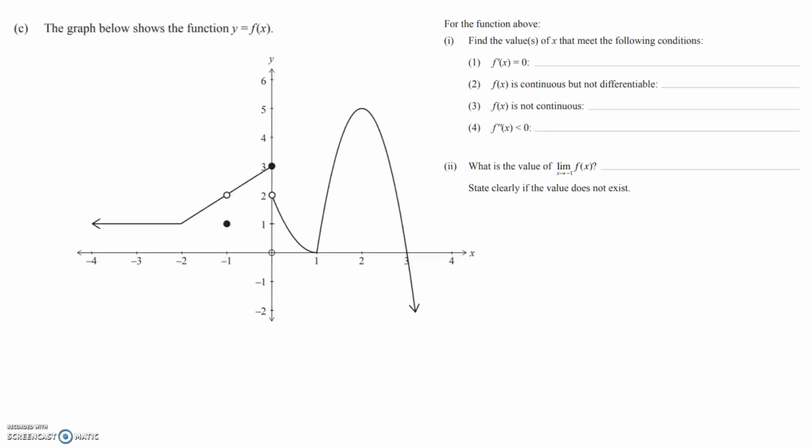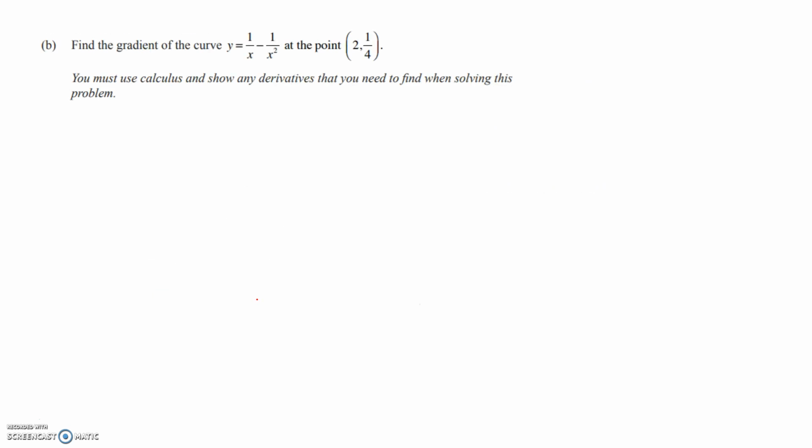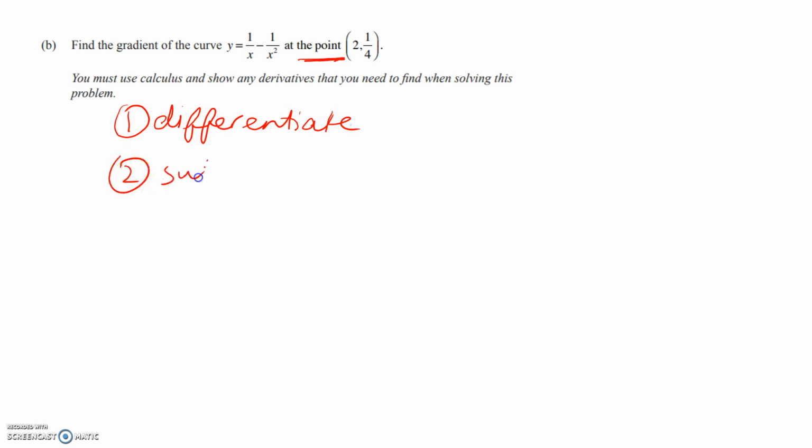Okay, on to the next one. We need to find the gradient of this curve at the point (2, 1/4). So the first thing we're going to do is differentiate, and then we're going to sub in x equals 2. So let's start out with the differentiation.